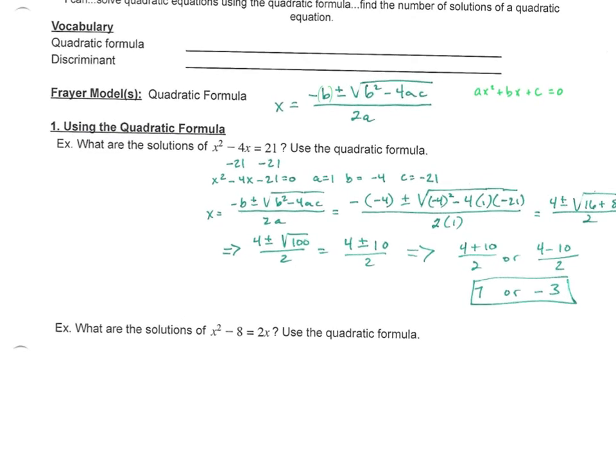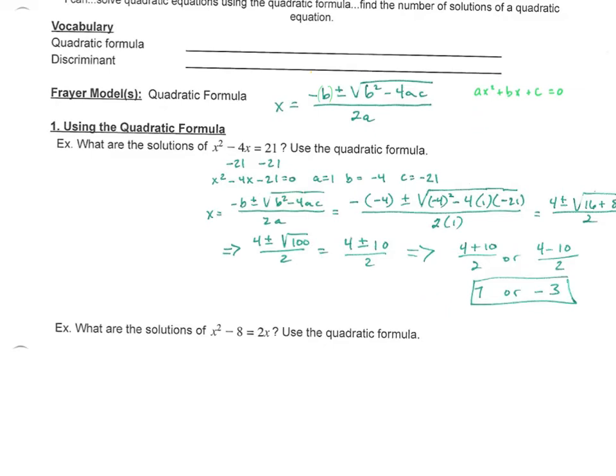Using the quadratic formula, what are the solutions of x squared minus 4x equals 21? We need to start with it in standard form, so I subtract 21 from both sides, and now I have it in standard form. My coefficient a is 1, my coefficient b is negative 4, and my constant, or c value, is negative 21.